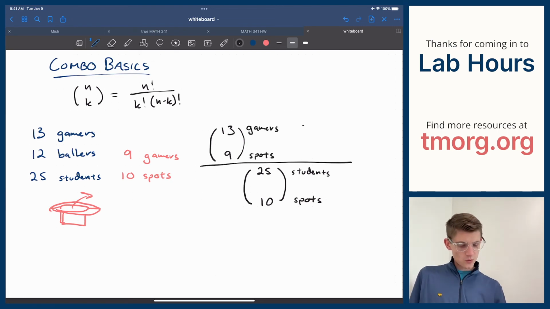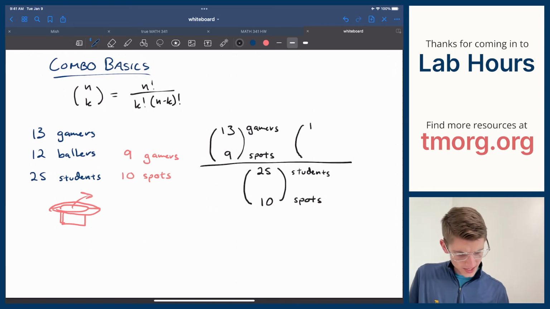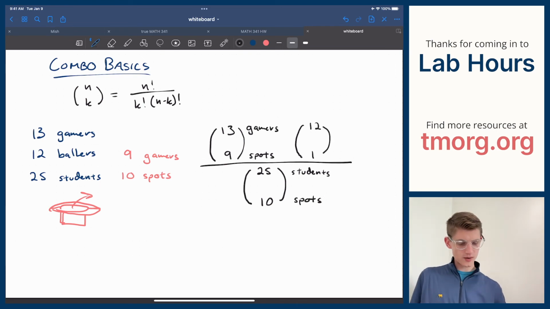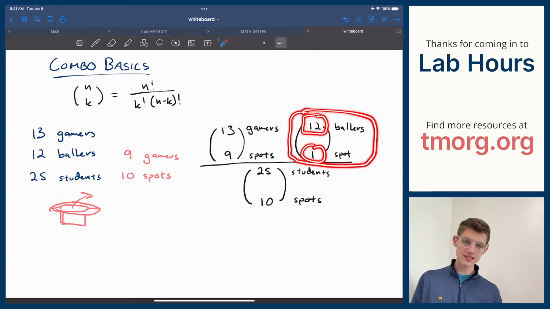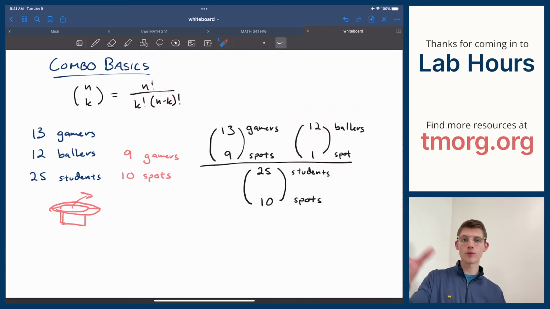And then I also want to take the 12 ballers and put one of them in one of the spots, right? So I have 12 ballers up here on the top, and I've assigned them to one spot. Hopefully you notice at this point that this number is just equal to 12. It's 12 factorial over 11 factorial times 1 factorial. 11 factorial is going to cancel everything out, just like 4 pick 3. 12 pick 1 or 12 pick 11 are both going to give you 12, which is great.